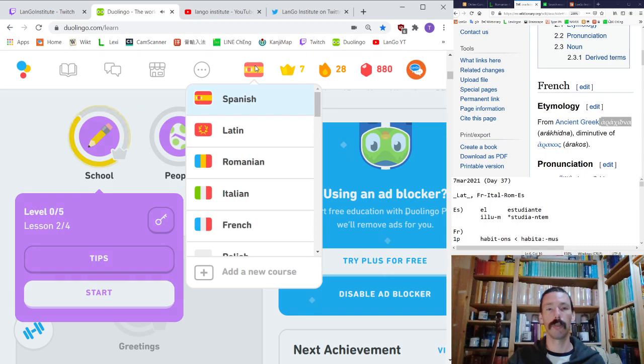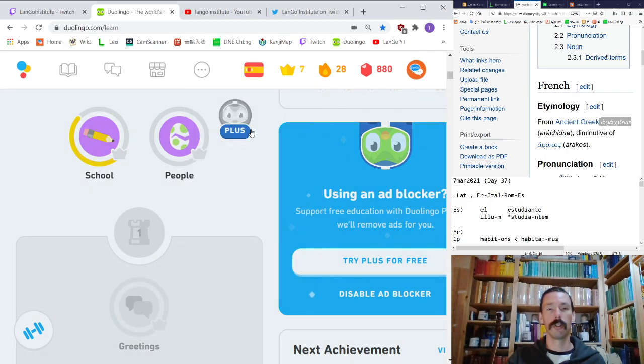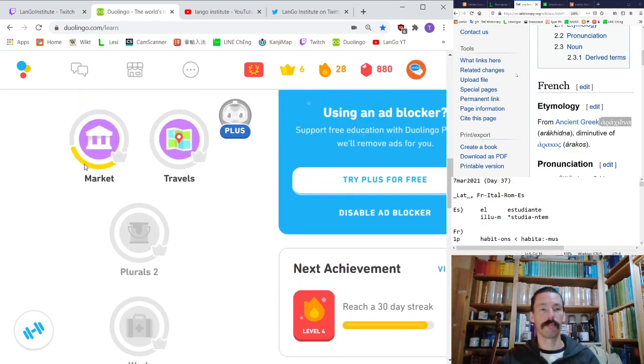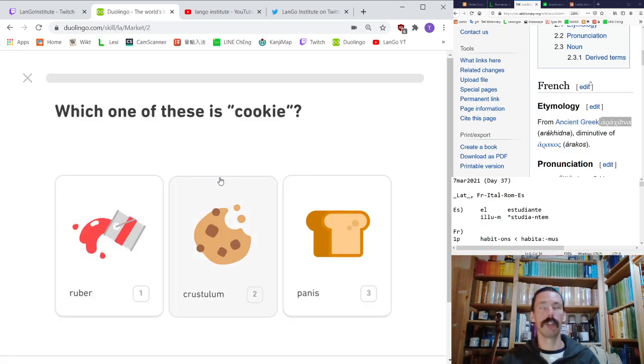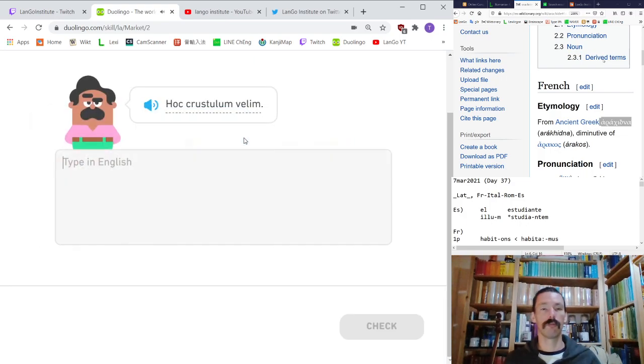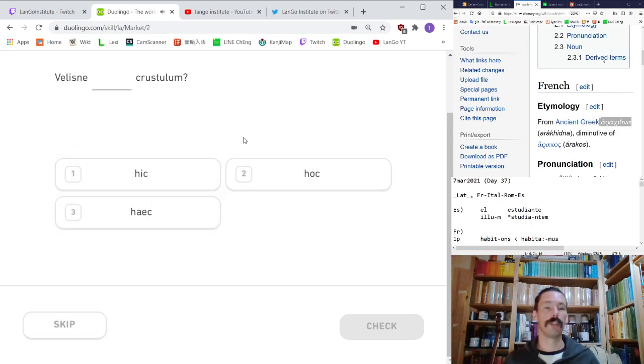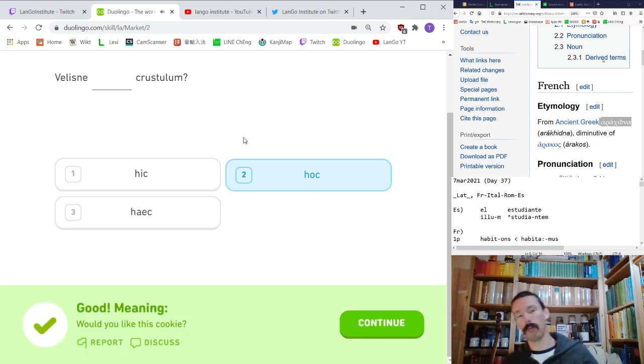Taste of Spanish. Let's go back to Latin. Top billing today. Cookie, crustulum. This is a neuter one. Hoc crustulum velim. First two words together. This cookie I would like. Velisne, would you like? Yes or no? Hoc crustulum, that's the neuter form. Hic masculine, haec feminine.